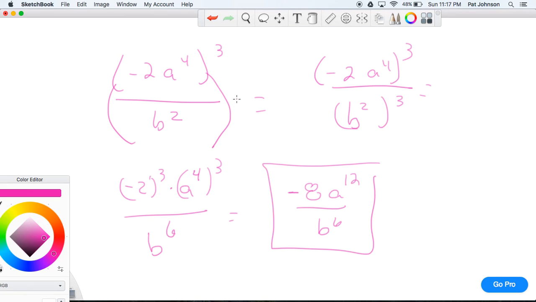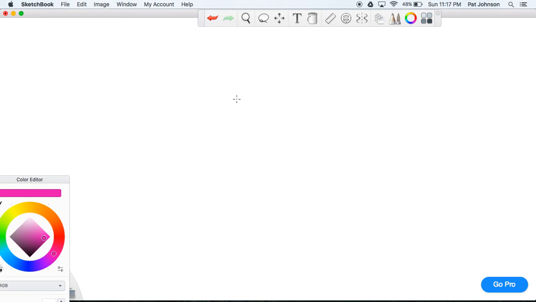All right, let's look at page 305, operations with polynomials. So first of all, what is a polynomial?